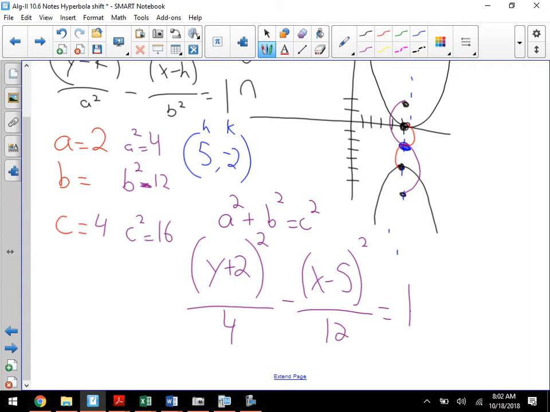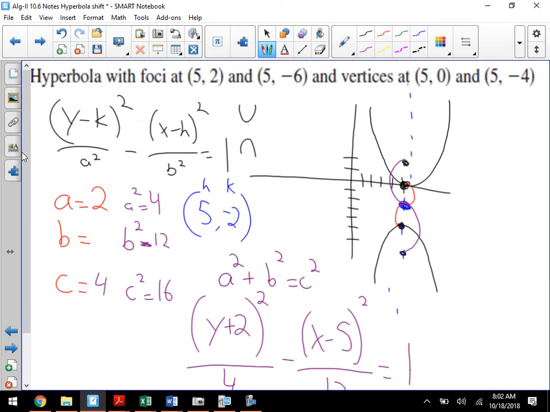Remember we had the A value for the distance from the center to the vertex. That was 2. We had the C value as the distance from the center to the focus. That was 4. A squared, C squared. That gave me the 4 and the 16. But since the hyperbola has the subtraction in between, in order to find the focus, we use a squared plus b squared. So we figured out 4 plus what was 16. Okay, and that's what we're doing.